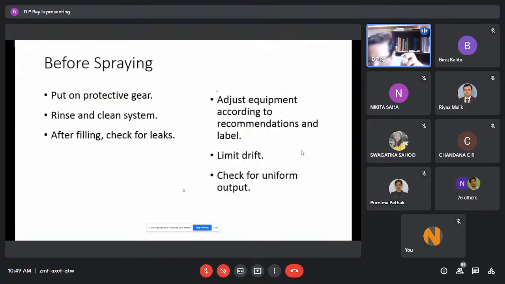Some things we have to mention while dealing with pesticides. Before spraying, we have to put on protective gear. We have to rinse and clean the systems. After filling, check for leaks. When we are filling the tanks, we have to check whether leaking is there, adjust the equipment according to the recommendations, limit the drift, and check the uniformity of output.